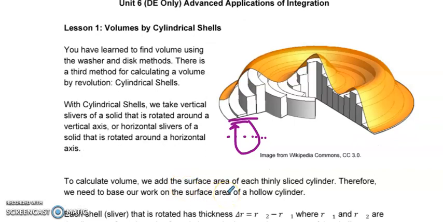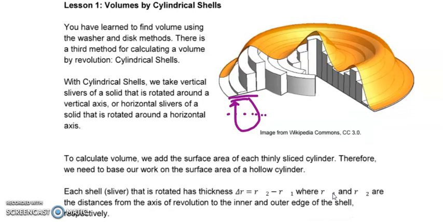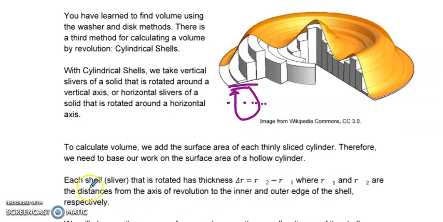So what we need to do is figure out the surface area of each thinly sliced cylinder. So we're going to add up all the surface areas to get to volume. So we're going to base our work on the surface area of a hollow cylinder. So just a very thinly sliced sheet, effectively, that's wrapped around in a cylindrical fashion around an axis of revolution. So we call these cylindrical shells, and each one is rotated with the thickness delta R, which is basically R2 minus R1, where R1 and R2 are the distances from the axis of revolution.